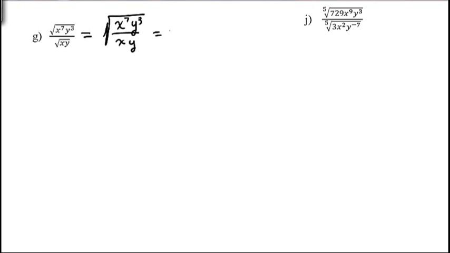X to the seventh divided by x is x to the sixth, and y cubed divided by y is y squared. So we have the square root of x to the sixth y squared, and the square root of x to the sixth is x cubed, and the square root of y squared is y.